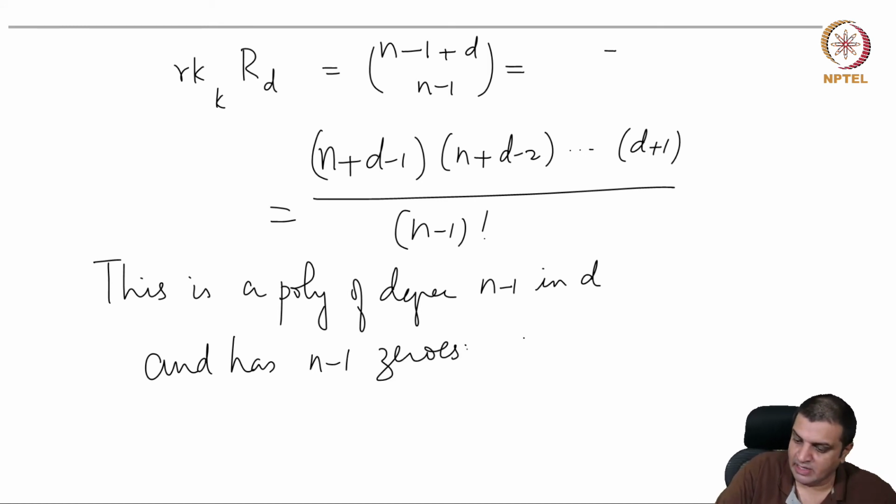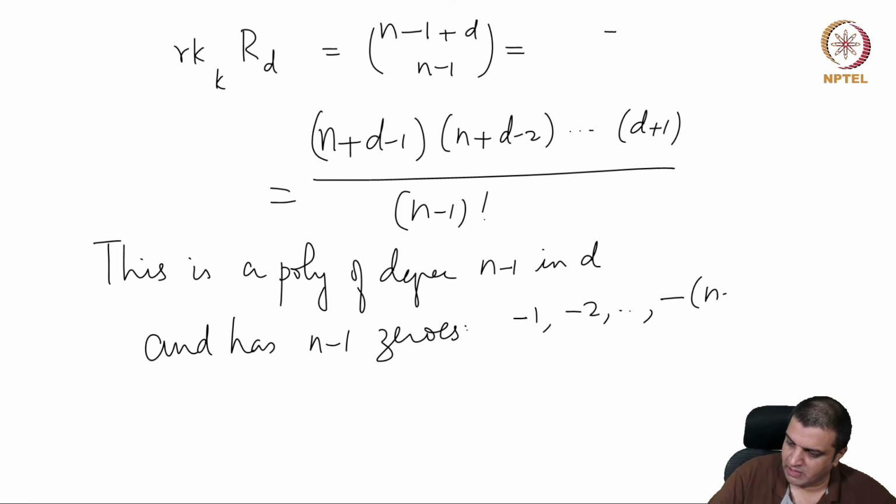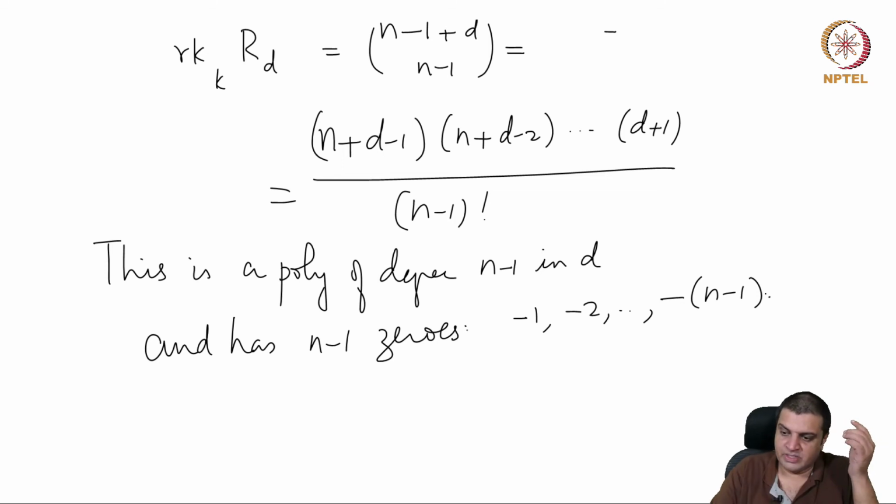Okay. D equals minus 1. So just think of it as a polynomial in D. That polynomial has these many zeros: D equals minus 1, D equals minus 2, all the way up to minus (n minus 1). That's what is expressed. If you plug in any of those values of D, we would get 0. So this is a polynomial which has these zeros. So now let's use this for our thing.